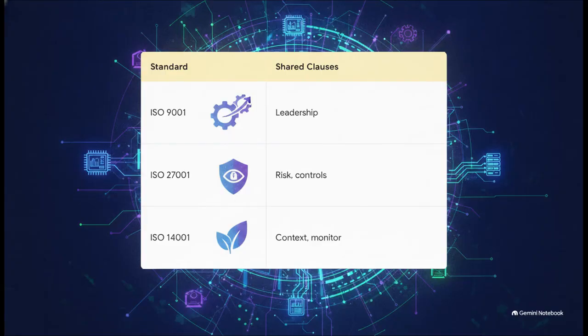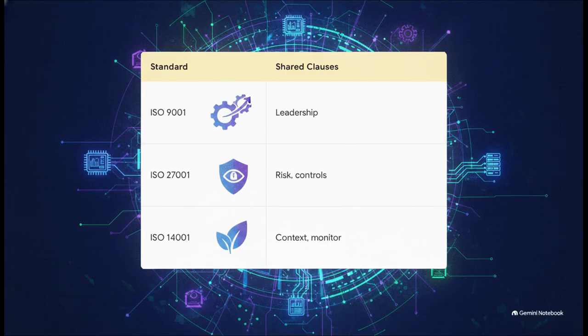We really don't want our ISO 42001 framework just operating out there in a silo. Most mature organizations already have existing management standards in place. And when you look at it, it's actually beautiful how seamlessly AI intersects with them. For instance, ISO 9001 for quality shares foundational clauses around leadership and continuous improvement. ISO 27001 for information security is massively intertwined with AI, sharing vital clauses around risk assessment and data controls.